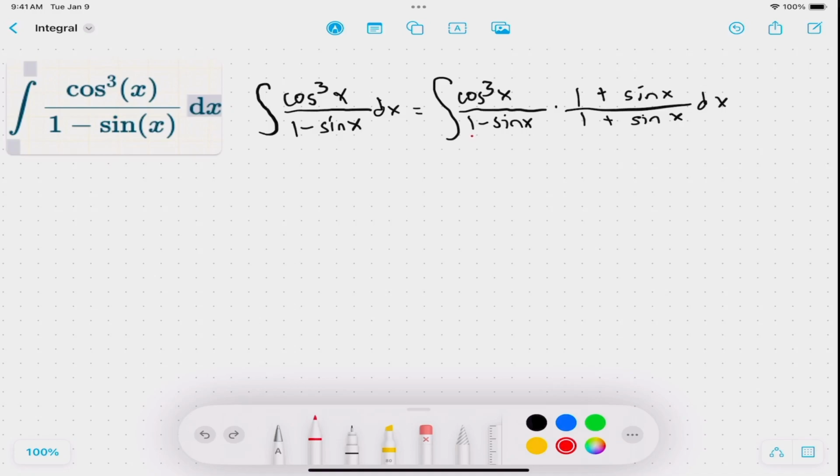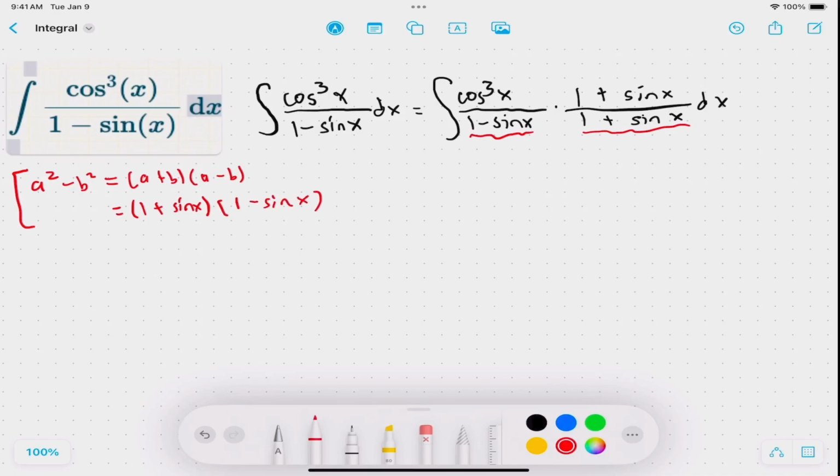So we can recognize that this follows a common formula from algebra. In algebra, we know that a squared minus b squared, the difference of squares, is a plus b times a minus b. So it looks similar to what we have. In this case, we have 1 plus sine of x being multiplied by 1 minus sine of x. And so our a is 1 squared, and our b is sine squared of x.